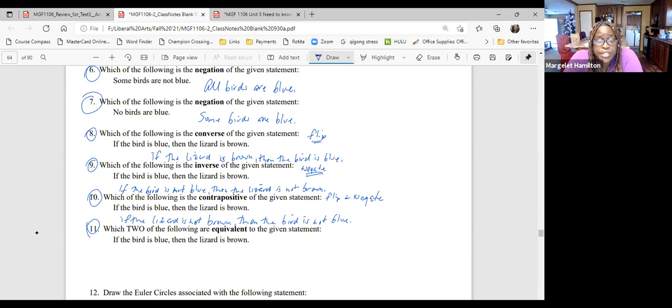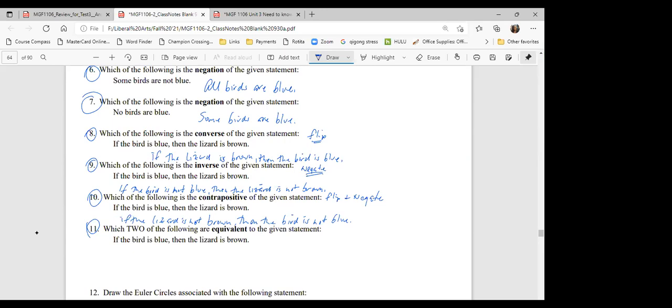So we have the converse, inverse, and the contrapositive thing going on. What happens now when they try to ask us about this equivalence thing? It says, again, which two of the following are equivalent? Again, this is multiple choice selection, and you're going to pick the two statements that are equivalent to this. So if the bird is blue, then the lizard is brown. Tell me one of the statements we know is equivalent to this. If the lizard is brown, then the bird is blue.